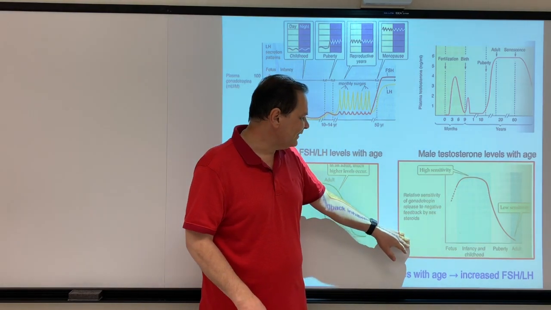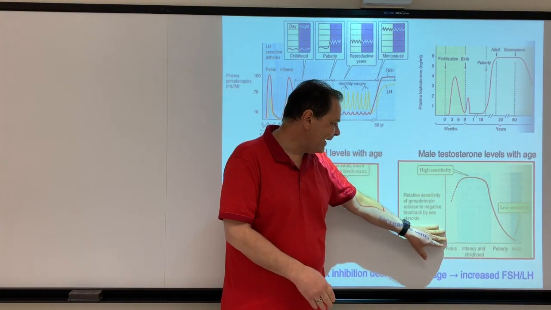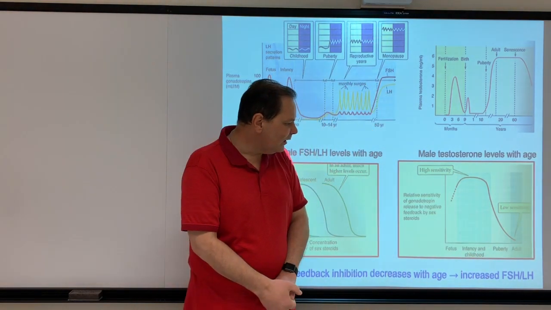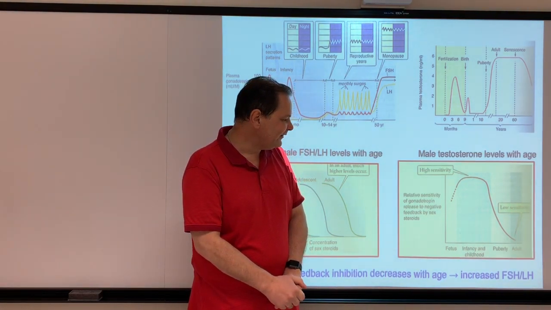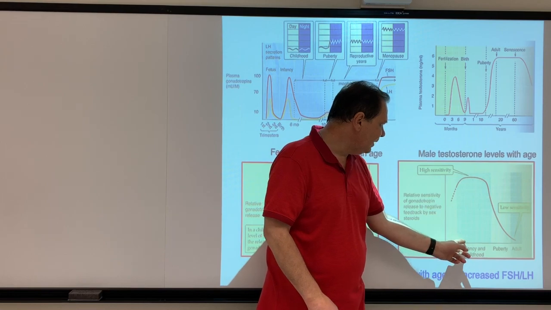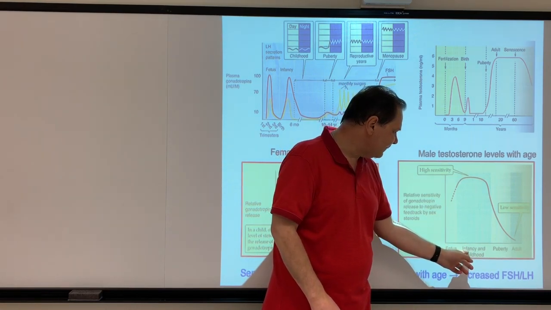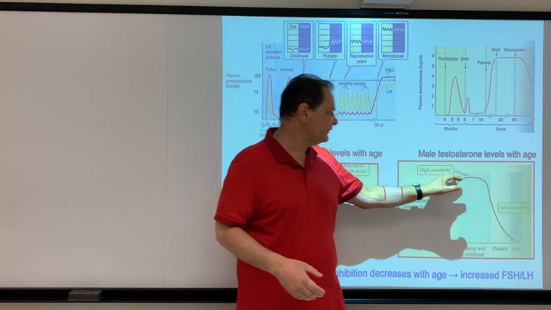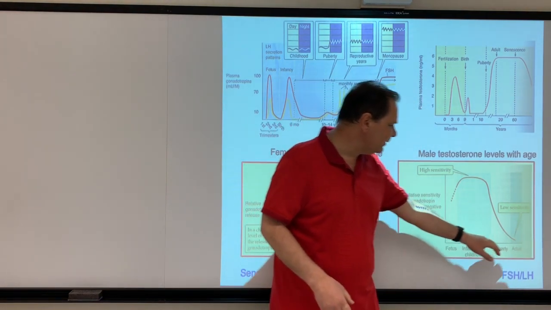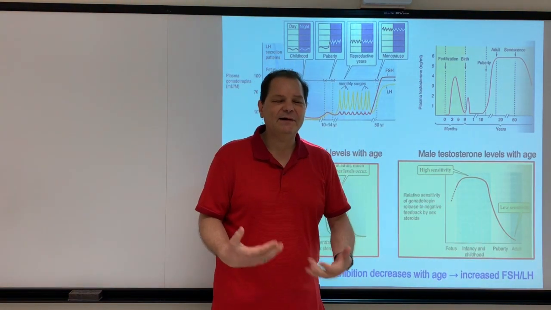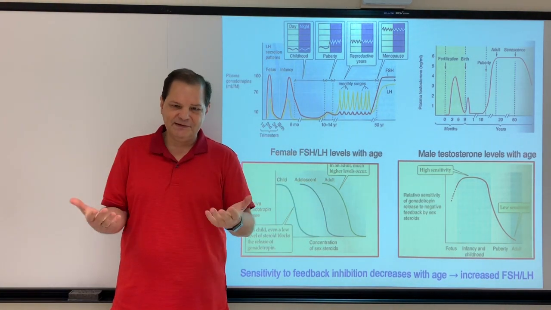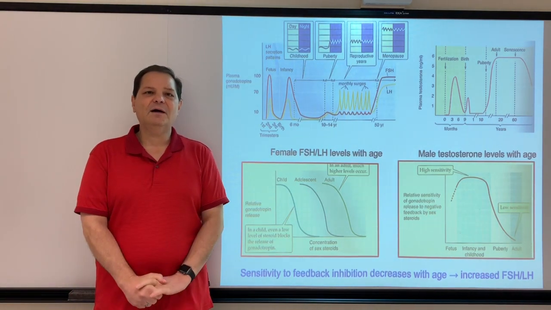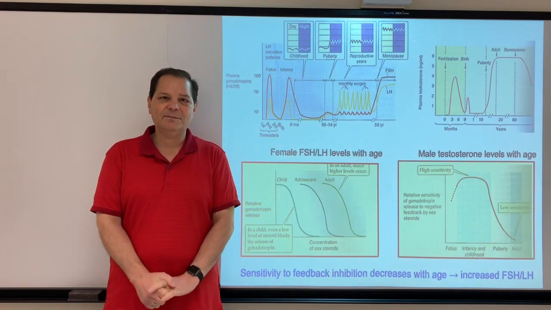This is another way of showing that. This is sensitivity of the feedback mechanism on the y-axis, and this is different stages of maturity on the x-axis. And as you transition from infancy and childhood to puberty, at infancy and childhood, the sensitivity of that feedback is relatively high. And then it declines through puberty and as you enter adulthood. And that causes the increase in sex steroids, and that mediates the signs of maturity that you see and the development of sexual maturity and reproductive capacity. Okay?